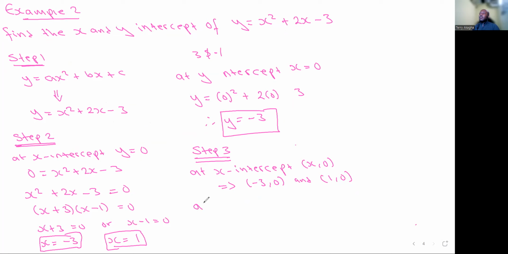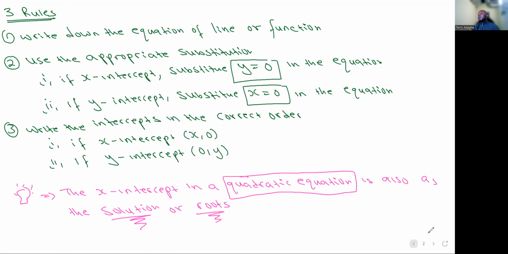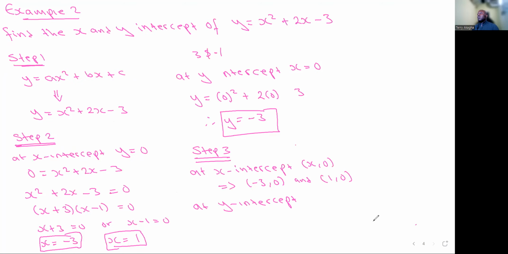Then at y-intercept, if you check it, y-intercept is 0 comma y. So that means it's going to be 0 and the y, minus 3. And that's how you do it. So we're done with finding the x and y intercept.